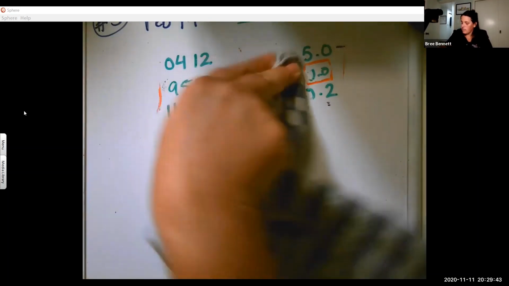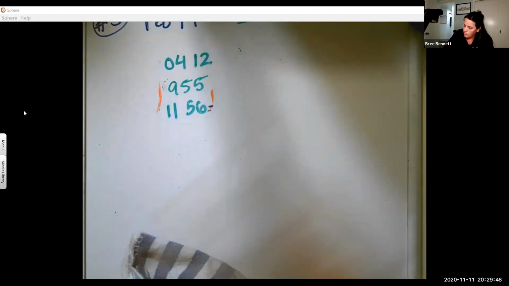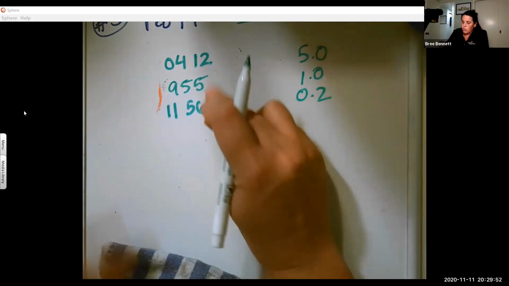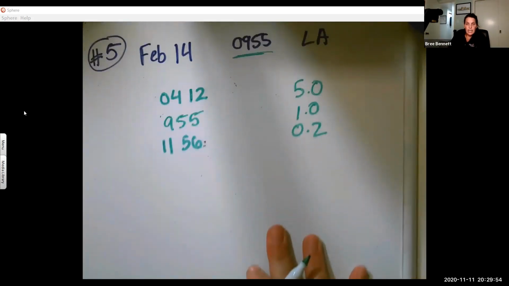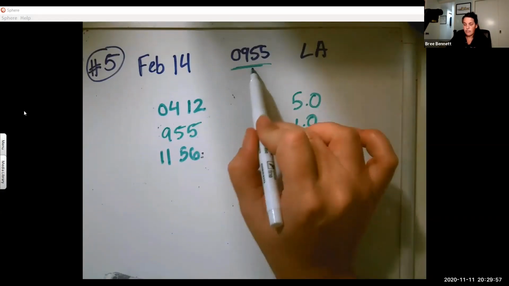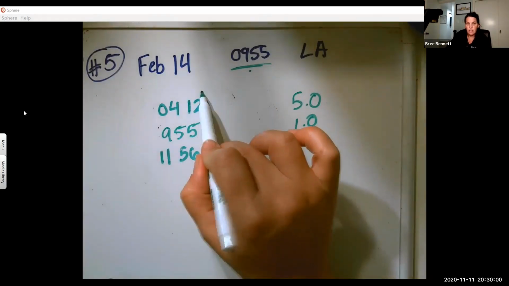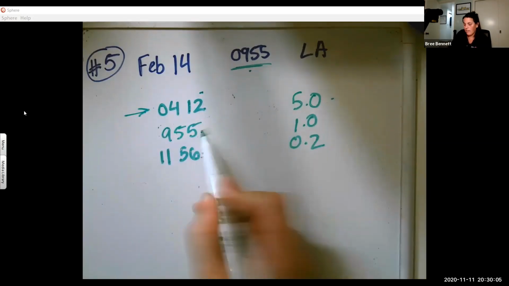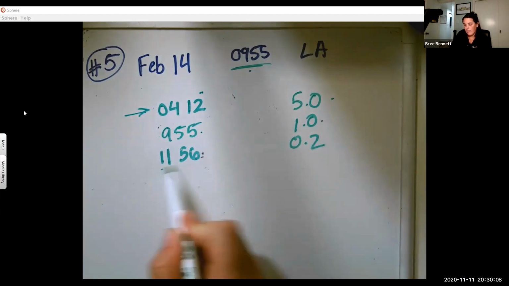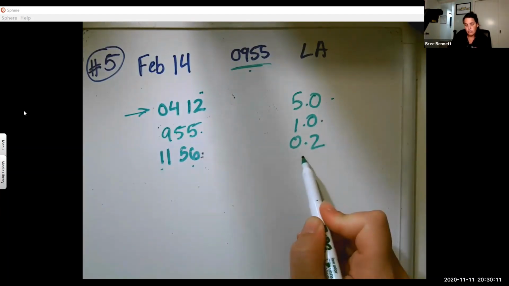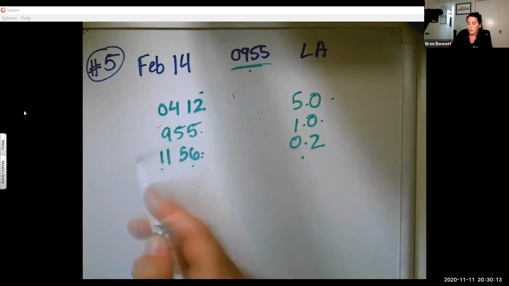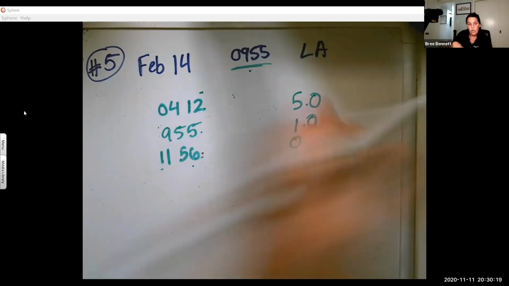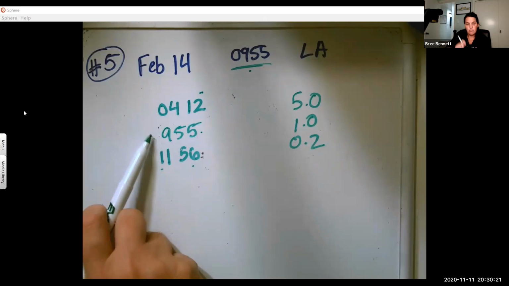So the question was asking us, what is the tide in Los Angeles at 9:55 on February 14th? So at 4:12, it was 5 feet, and 9:55, it's 1 foot, and at 11:56, it's 0.2. So we found out what the tide is going to be. So we could apply that 1 foot tide to all of our soundings at 9:55.